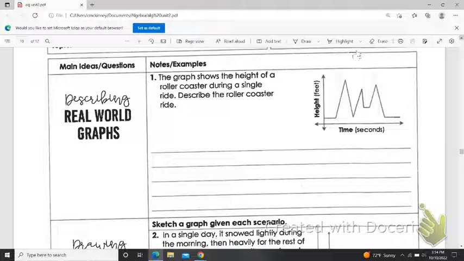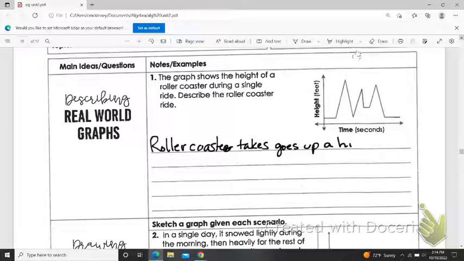So how I describe this is that the roller coaster takes off. So that's just that quick shot out. And then it goes up a hill. So far, this is where I am. It takes off. So that's this part. Then it goes up a hill. That's this part.